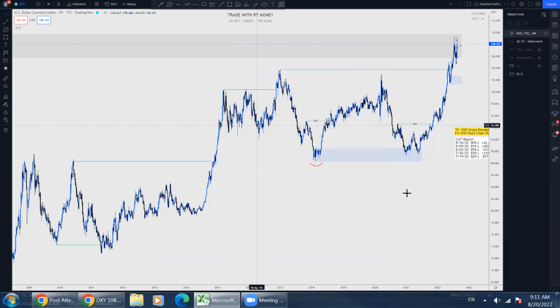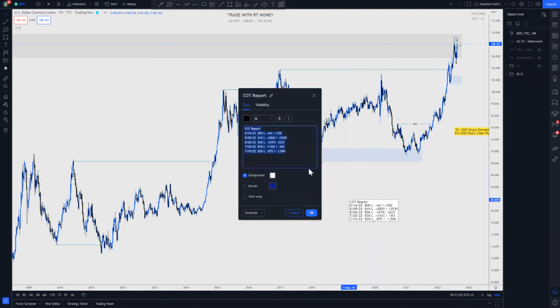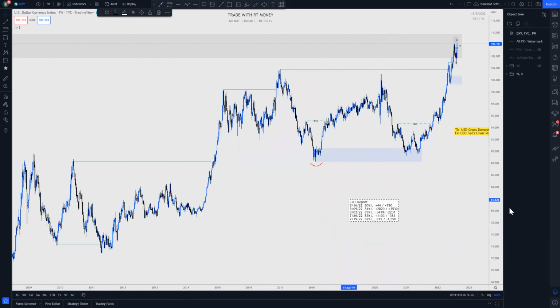So let's take a look at the US dollar index. All right, this is the weekly chart. Excuse me, this is the weekly chart. But before I give you that weekly chart, I want you to see the COT report.